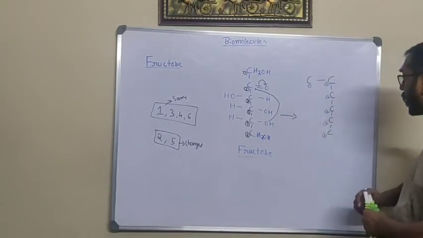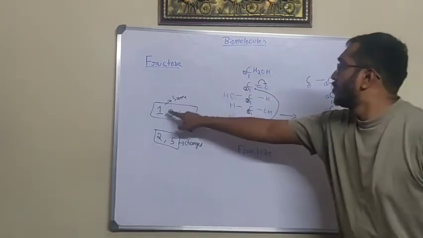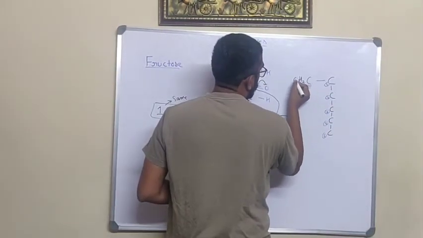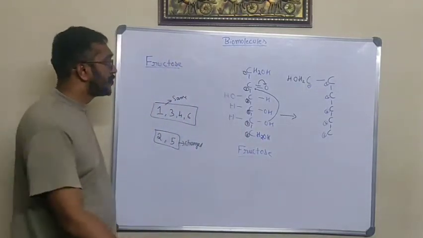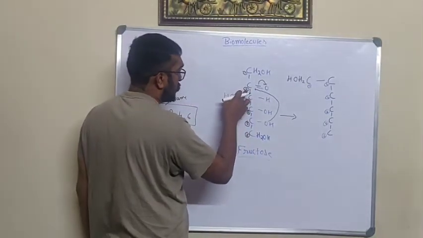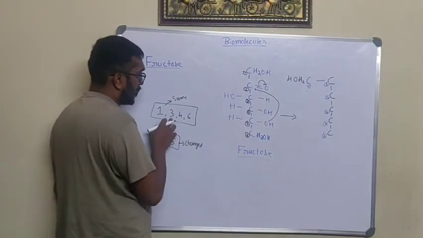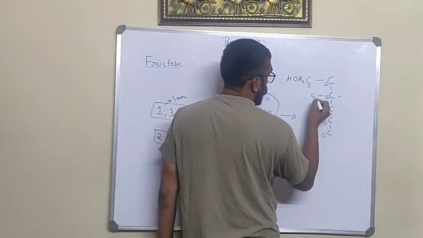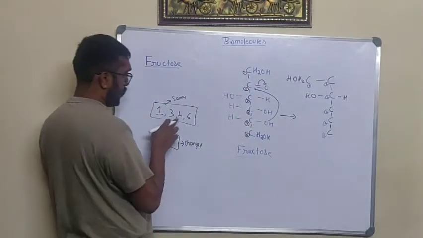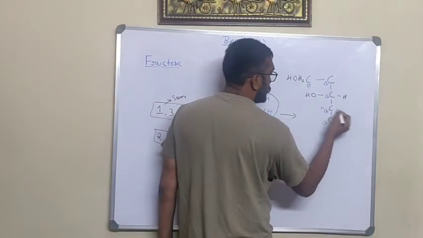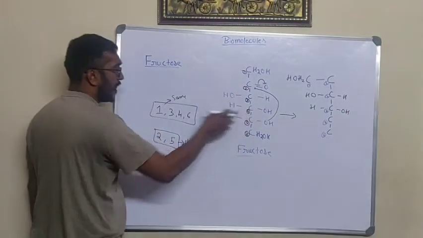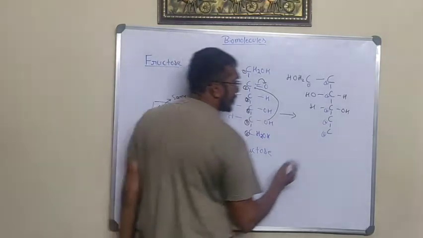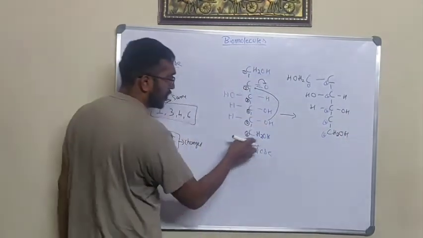What is going to happen here? Very carefully: carbon 1 has no change, it is the same, so carbon 1 contains CH2OH. Carbon 2 is changed. Let me complete 3, 4 and 6. Carbon 3 is OH, H. Carbon 4 remains the same, so HOH. Carbon 5 is going to change, so don't write it yet. Carbon 6 is the same thing, CH2OH. No confusion.